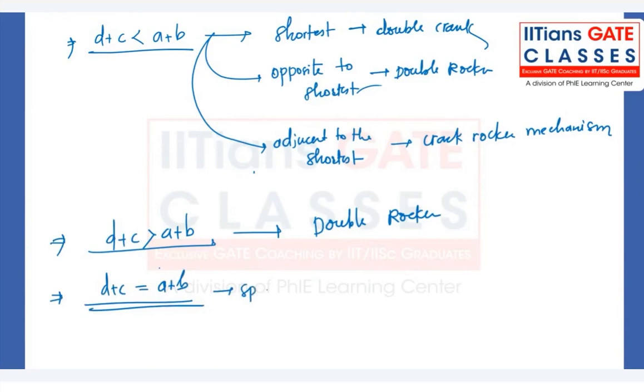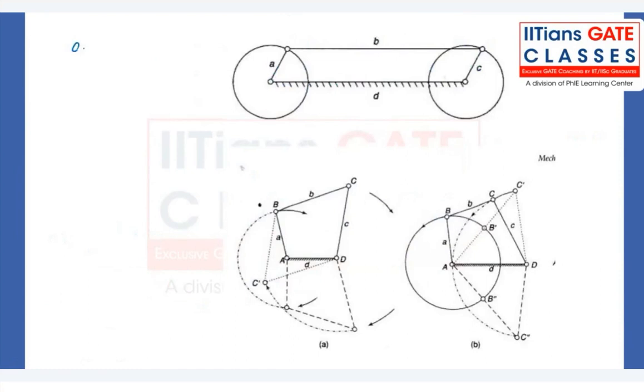And in this special case, what are the possibilities here? Let's say, as I explained, D plus C is equal to A plus B. The length of the shortest and longest is equal to the length of the other two. Then it's a special case, or you can call it a class 3 type of mechanism. Here, depending on which link you are fixing, we will have different kinds of mechanism.